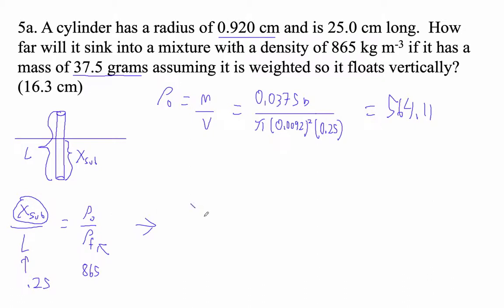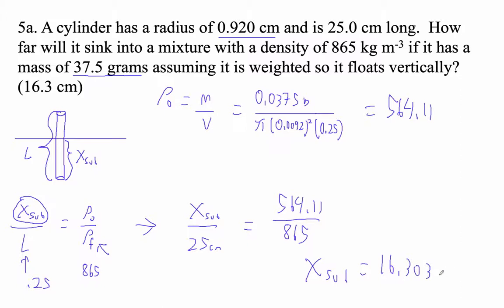We can go, the distance submerged, right, is to 25 centimeters, right? That equals 564.11 divided by 865. All right, let's do this. Okay, so 25 times the number I just got divided by 865. Let's see if I get the same answer. 16.303. X sub is 16.303 centimeters. Ta-da!